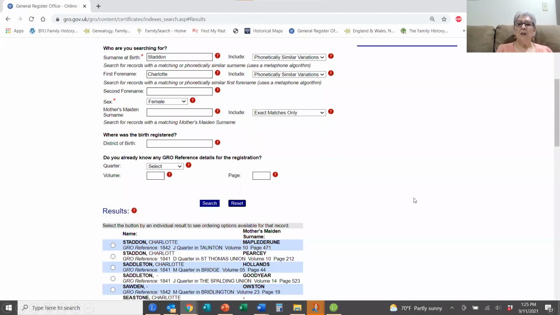So I looked up Charlotte in the GRO, and there were two Charlotte Staddons. One was in Taunton, which is in Somerset, and the other was in St. Thomas, which was the place I wanted. I thought, oh, yay. But then I looked at the mother's maiden name, and it says Percy. That's not Cottle. So then I was a little bit concerned.